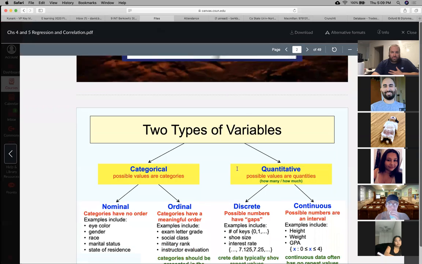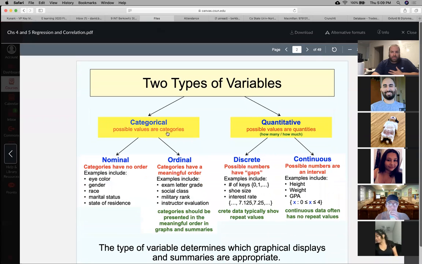Regression and correlation. We went a little deeper into the 2 types of variables, categorical versus quantitative. Categorical is categories, but there's 2 types of categories. There's ones that can be ordered, ordinal categories, and ones that are not ordered, nominal categories. Like you can't order eye color. I mean, you can have preferences, but there's not really a natural order to them, like there is for military rank or exam grades or evaluations.